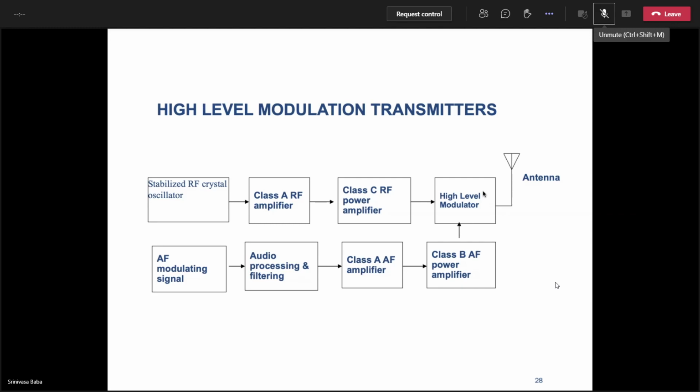Transistors, tube versions, and diodes. Tube versions are available. They are nothing but gas-filled tubes, vacuum diodes, vacuum triodes, diodes, pentodes. All those devices we'll be using for modulation at high levels.